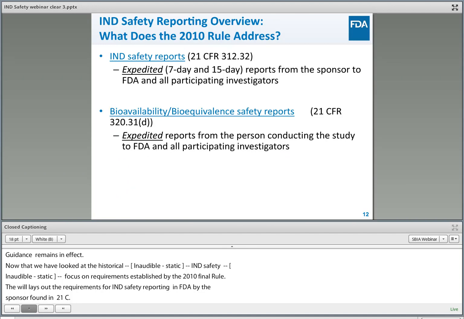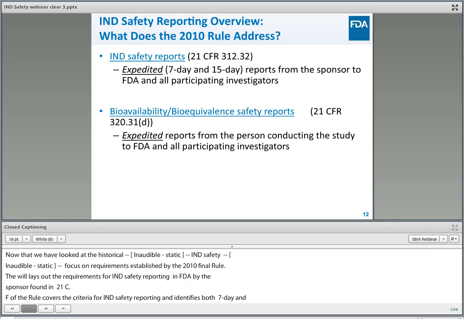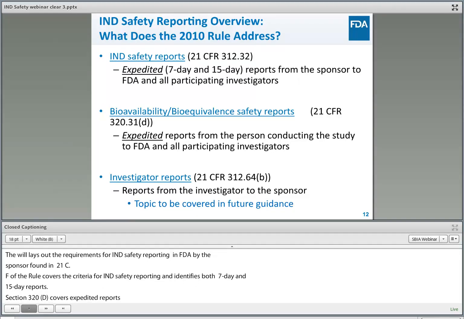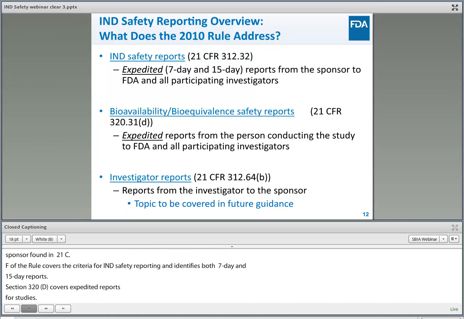Section 320.31(d) describes the provisions of safety reporting requirements for BA and BE studies. Section 312.64(b) lays out the reporting requirements of the investigator. Please be aware that investigator reporting requirements will be covered in a future guidance, and this webinar does not focus on investigator reporting requirements.